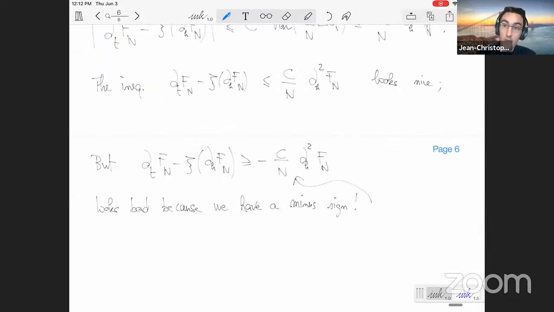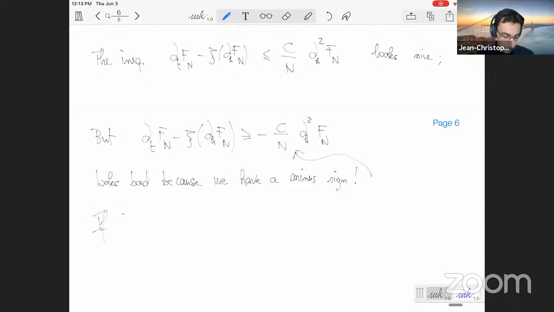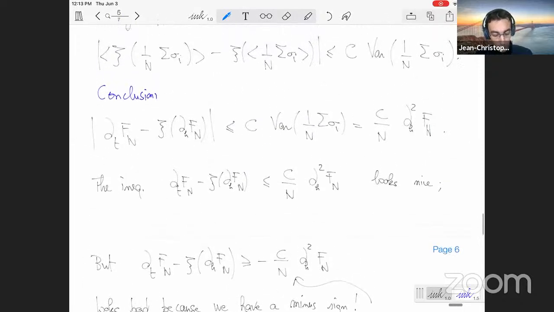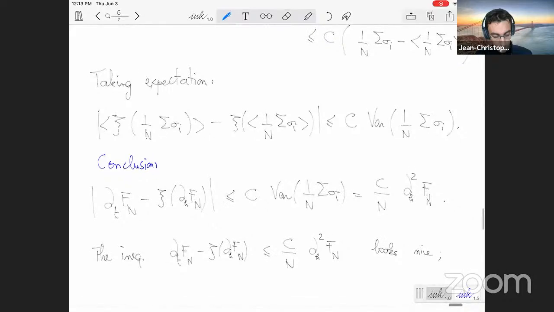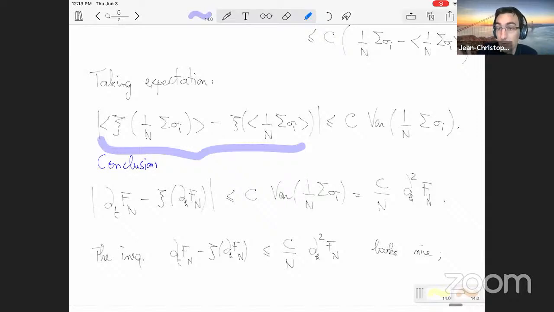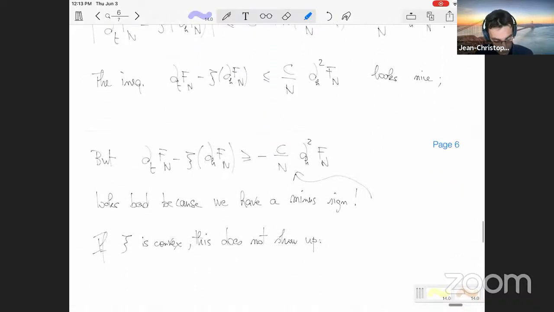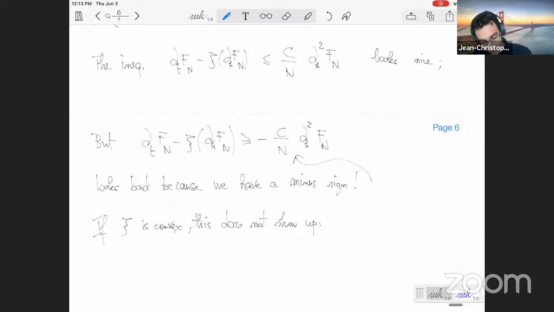So when the function psi is convex, this does not show up. So for instance, when psi is the square function, so if psi is convex, because this term we try to control, it is here. When psi is convex, by convexity, you know that this term is non-negative, the term inside the absolute value. So by convexity, we know that this is always non-negative.